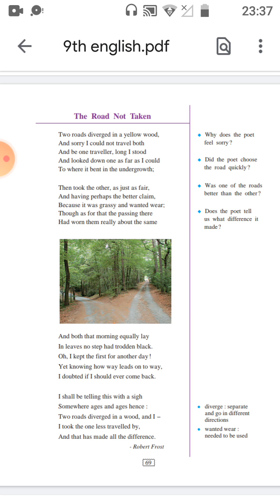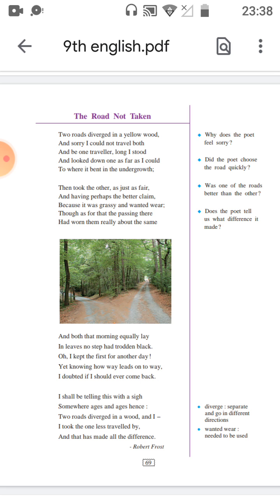Okay, next stanza, what is being said here by the poet: and both that morning equally lay in leaves, no step had trodden black. Trodden means what? Walked. Trodden means walked. So both these roads seemed equally lay, lay means covered, here you have to take the meaning covered with leaves, that hadn't been blackened by the steps of people.